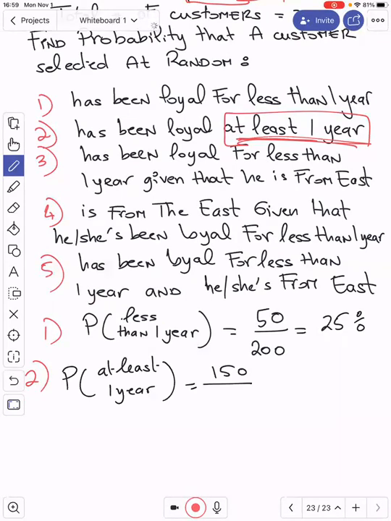Over, of course, here the customer selected can be any customer. Okay, so that's 200 customers. So that's 150 over 200. That's a 3/4, and 3/4, that's 75%.